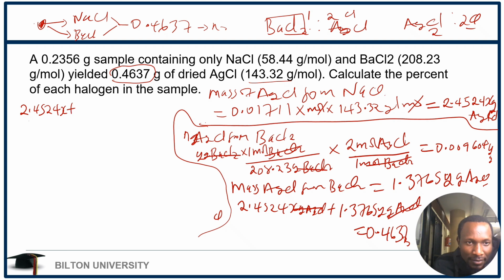So we have 2.4524x plus 1.3765y is equal to 0.4637. So this is the same as saying we can rewrite it, and remember our initial equation that we wrote, we had x plus y is equal to 0.2356, because we said let x be the mass of sodium chloride and y be the mass of barium chloride, and if we add the two masses we get this mass of the sample.